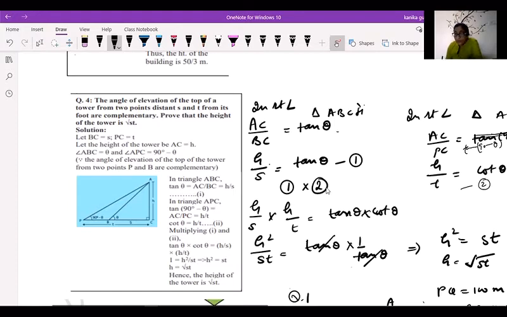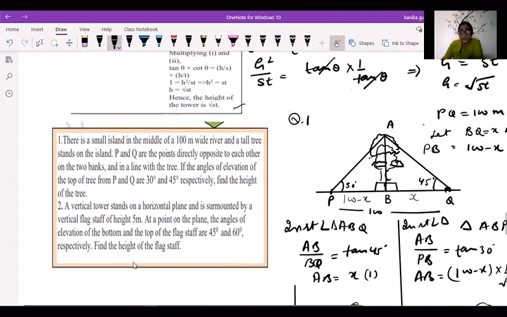Now by multiplying 1 by 2, here H over S multiplied by H over T is equal to tangent theta multiplied by cot theta. Now cot theta, you can write as 1 over tangent theta, tangent is cancelled by this tangent theta, H multiplied by H becomes H square, and S multiplied by T is ST. So you get H square is equal to ST, then the value of H is equal to under root of ST. So we wanted to prove this.